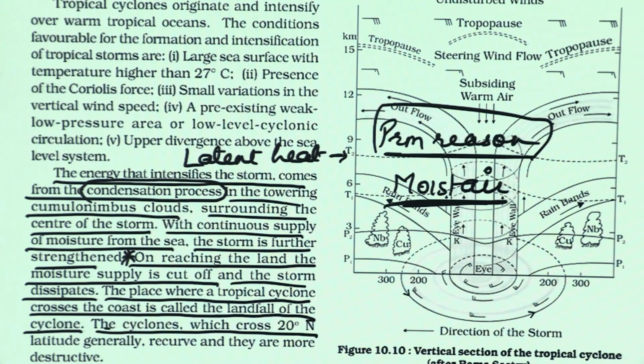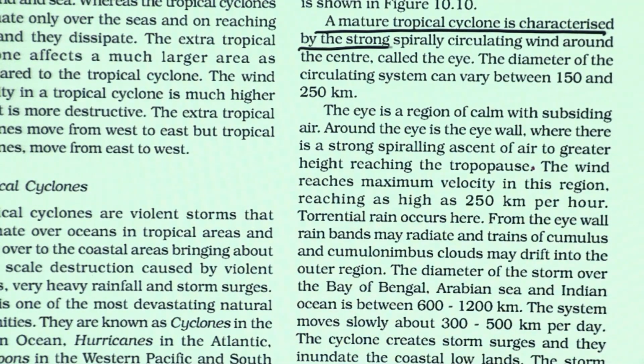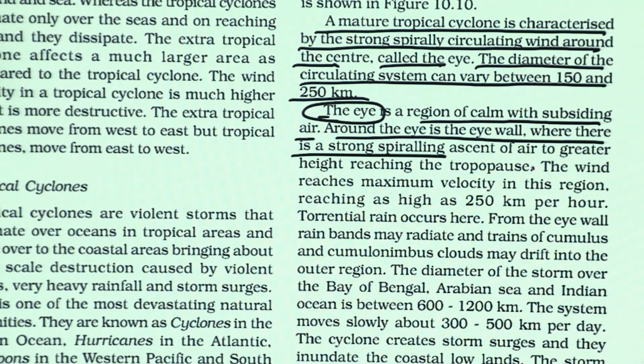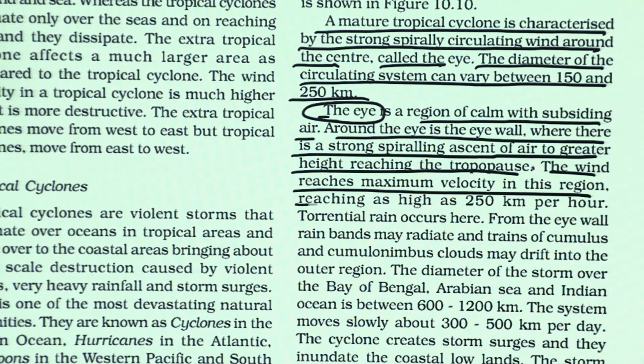The cyclones which cross 20 degrees north latitude generally recurve and they are more destructive, recurving largely with the favorable pressure gradient force. A mature tropical cyclone is characterized by strong spiral circulating wind around a center called the eye. The diameter of the circulating system can vary between 150 to 250 kilometers. The eye is a region of calm with subsiding air. Around the eye is the eye wall, where there is a strong spiraling ascent of air to greater height, reaching the tropopause. The wind reaches maximum velocity in this region, reaching as high as 250 kilometers per hour.